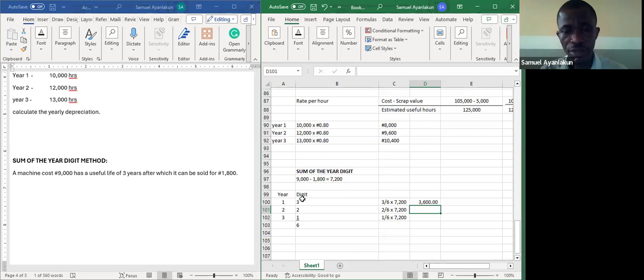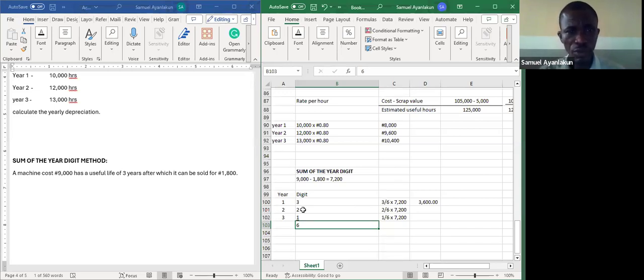Yes, okay. It is sum of the year digits. Sum of the year digits. Because we have 3 years, first year, second year, third year, so sum 1 plus 2 plus 3. If it's going to be 4 years, just sum 1 plus 2 plus 3 plus 4. So sum it up. What you now get will be the denominating factor.